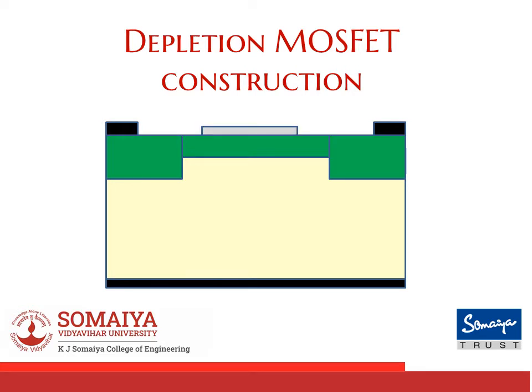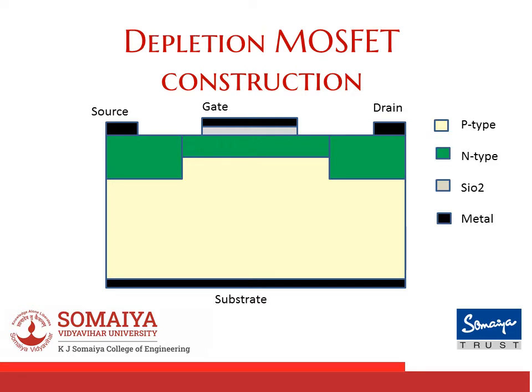Then just above the channel you have an oxide layer. The oxide layer is then topped up with a metal gate. So you have basically four electrodes. You have source, gate, drain and substrate. The materials used are P-type for my substrate, N-type for my source, drain and my channel. The gate is formed using silicon dioxide topped up with a metal gate.